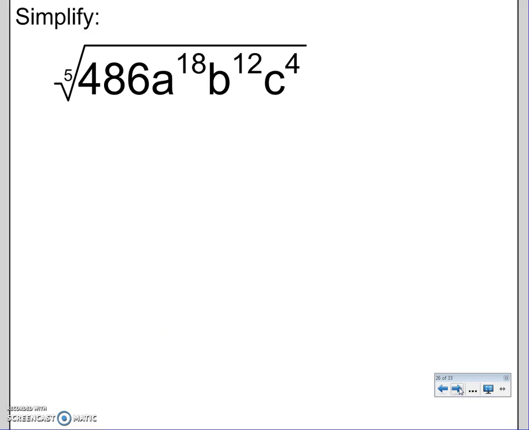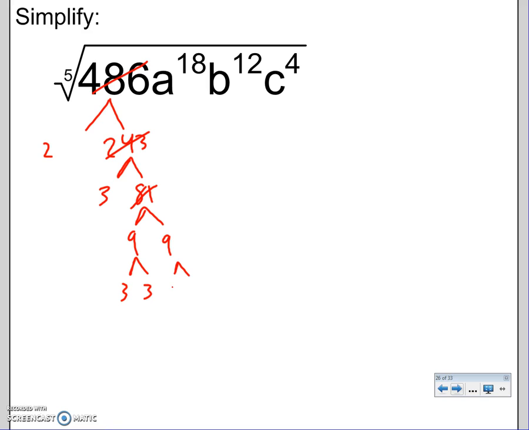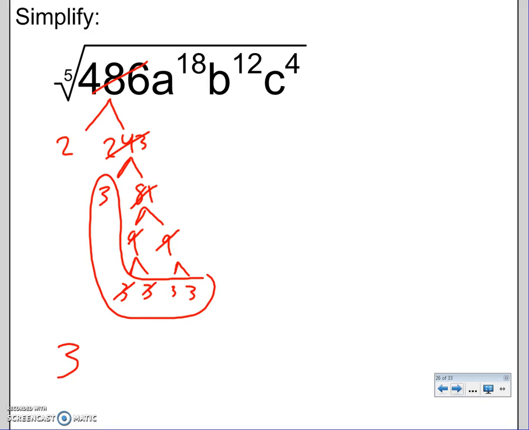Here's another one, slightly harder. Break it down. 2 times 243. 243 is 3 times 81. 9 and 9. 3 and 3. 3 and 3. So there are 5 3s and 1 2. Let me put that 2 a little closer. All right, we're finding groups of 5, so that makes a group. Only one makes it out. The rest disappear. And that 2 has to stay inside.